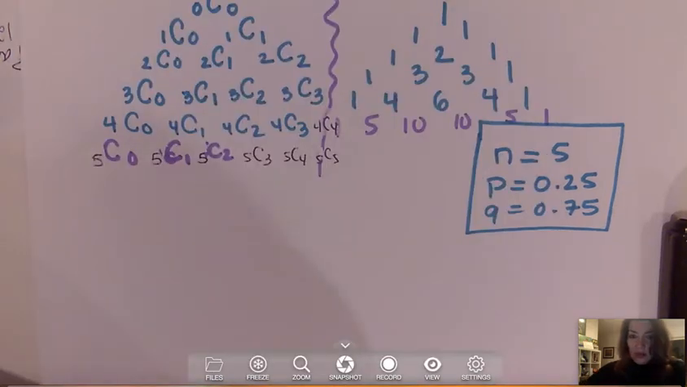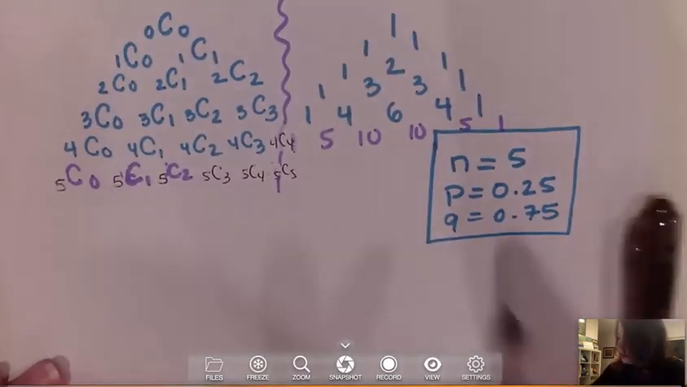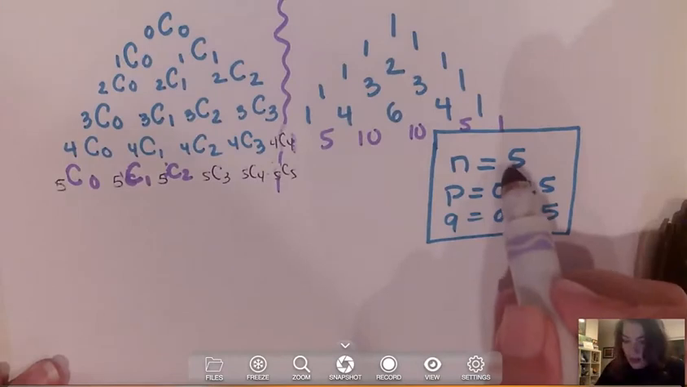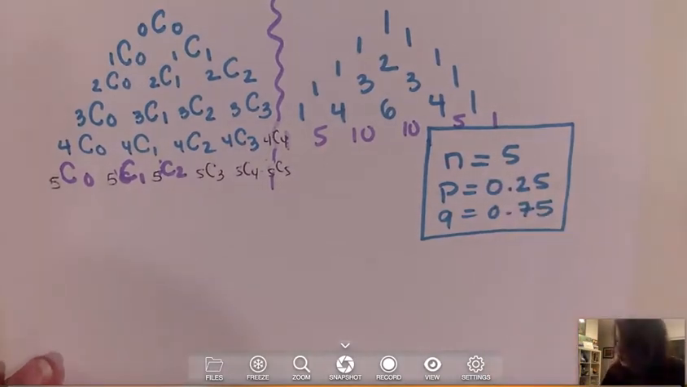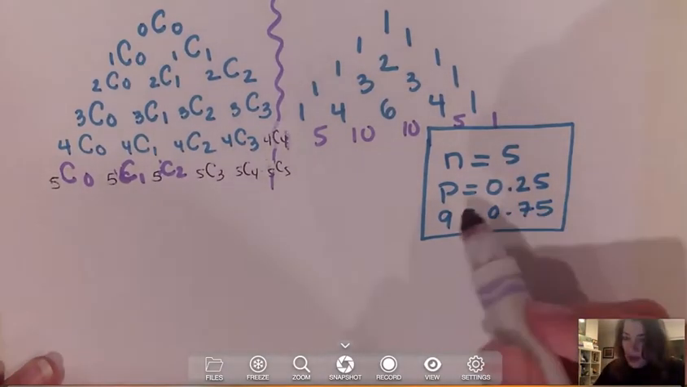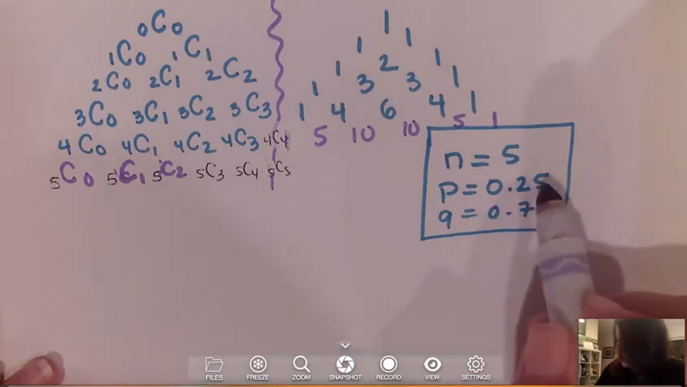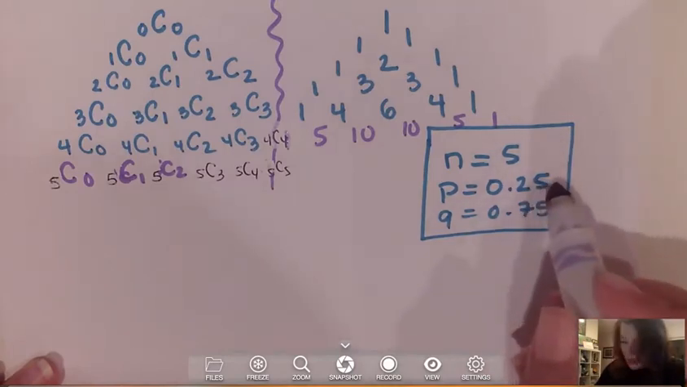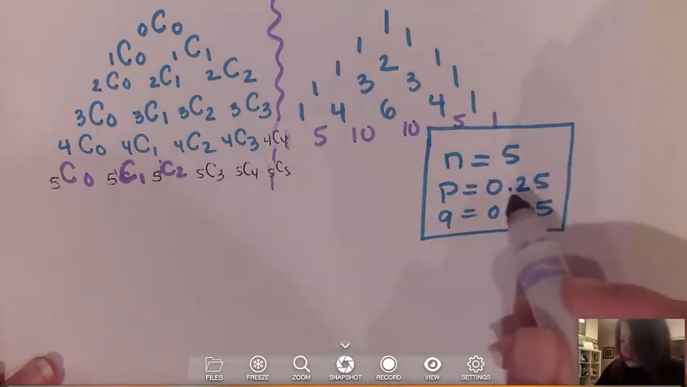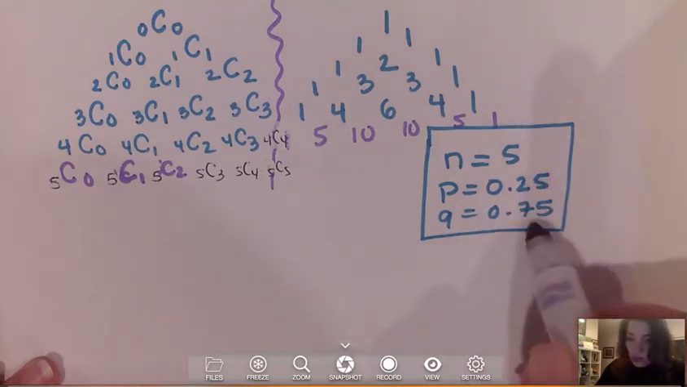So let's take a look over here. We are told that the n is 5, which means she's going to take 5 shots. So that's our sample size. She has a 25% probability of making a shot. So that is her success. And that means she will miss a shot 75%.